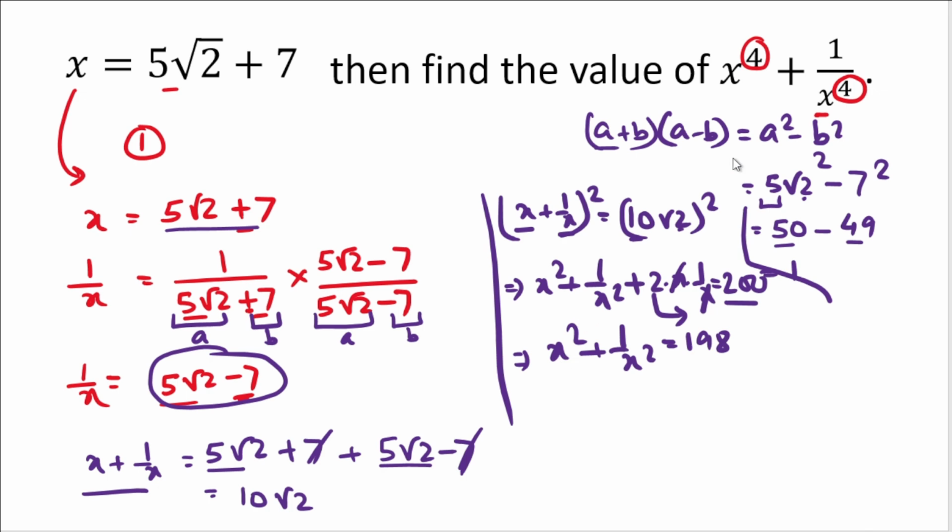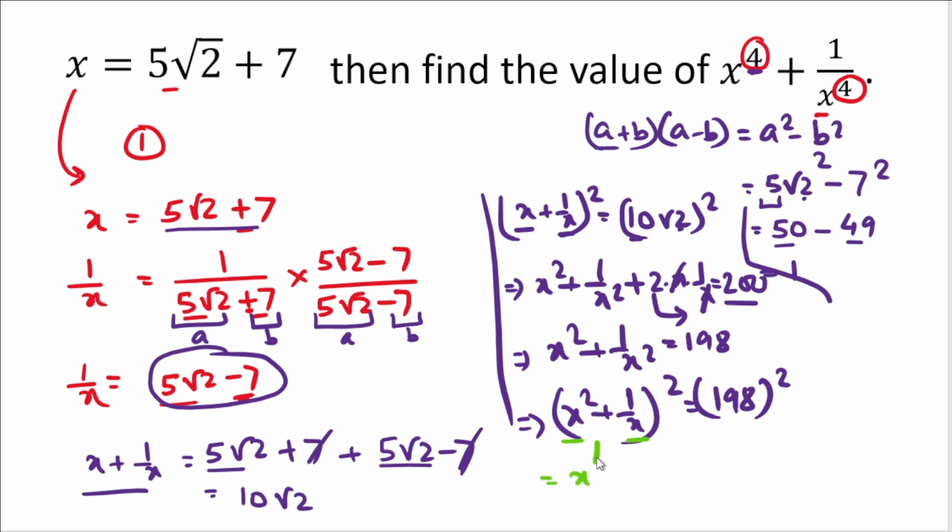Now again, for the power of 4 value, we will square the left hand and right hand side. So x square plus 1 over x square, whole square, equals 198, whole square. It is in the form of a plus b whole square again. So it is x square and its square, x raised to the power 4, plus 1 over x square and its square, 1 over x raised to the power 4, plus 2 times x square and 1 over x square, and that is equal to 198 square, which is 39,204. So here x square and 1 over x square get cancelled.